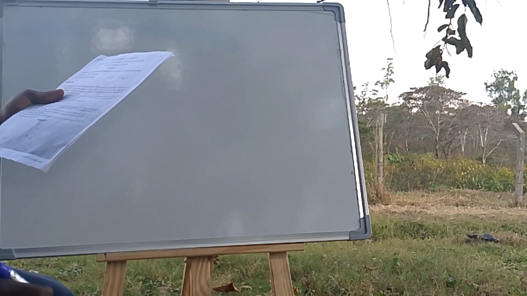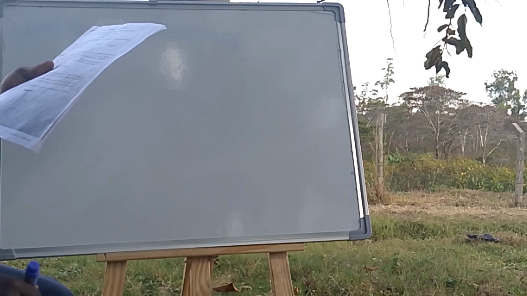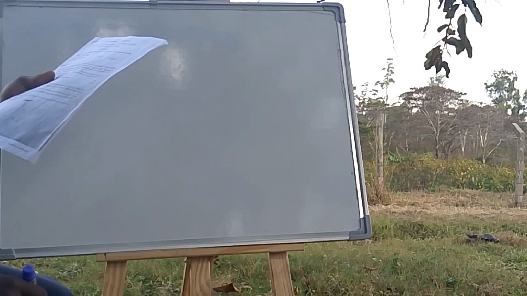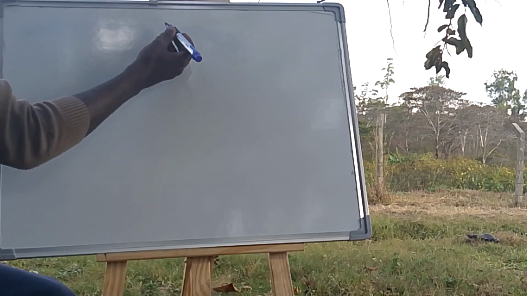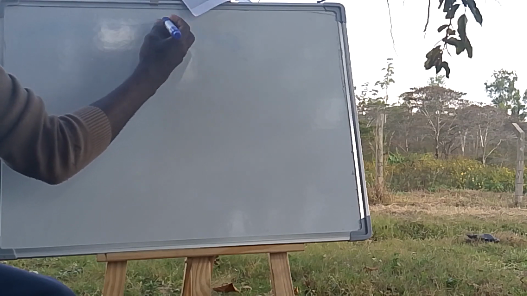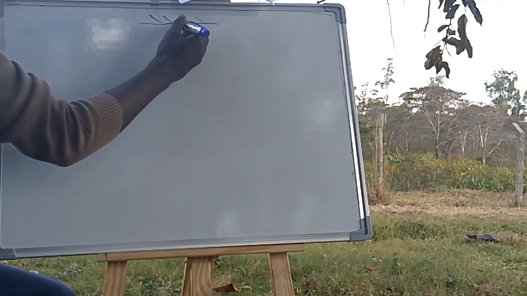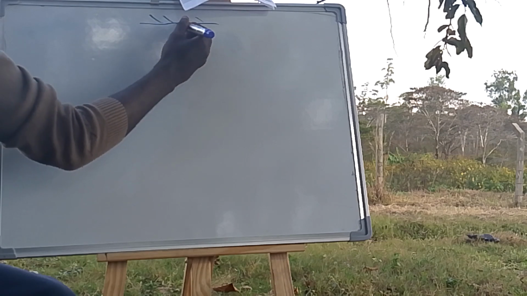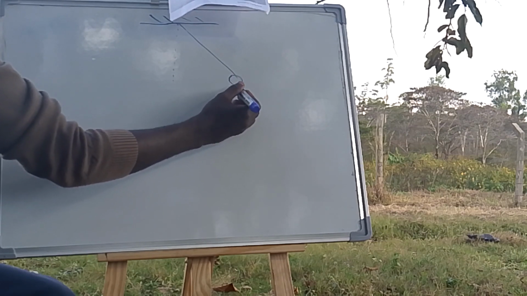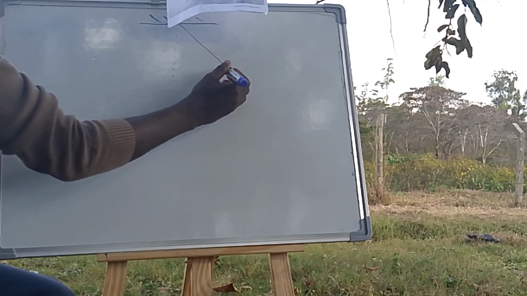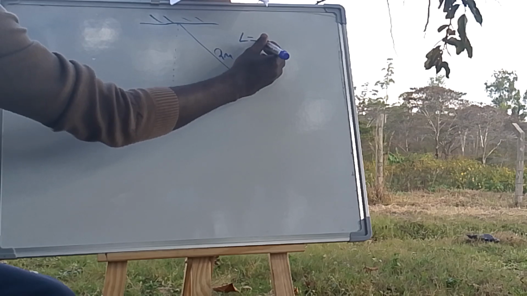So the question is saying a bob of mass 5 kg is attached to a string 2 meters long and moves in a horizontal circle of radius 50 centimeters. We are given this diagram. This is a pendulum, and this is a bob which has a mass. The length of this string is 2 meters. So we are told that length equals 2 meters.